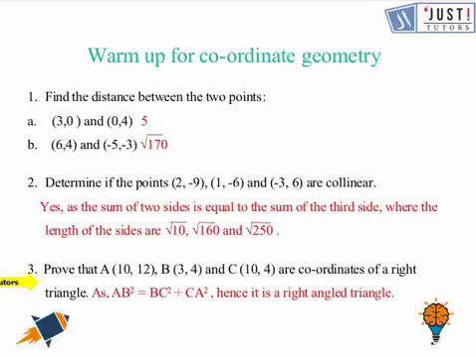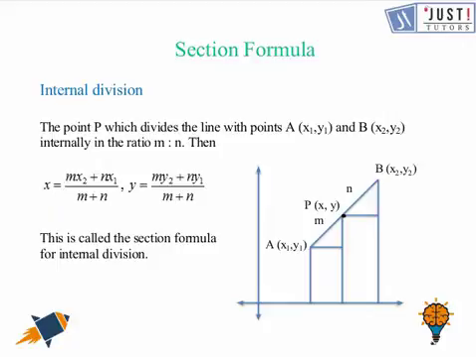In the last one, we need to prove that the given points A, B, C are coordinates of a right triangle. If you calculate the length of each side of the triangle, and it verifies the Pythagoras theorem, then it'll be a right angled triangle. And yes, in this question, these points are representing a right angled triangle. With this, we are good to move to more learning with coordinate geometry.